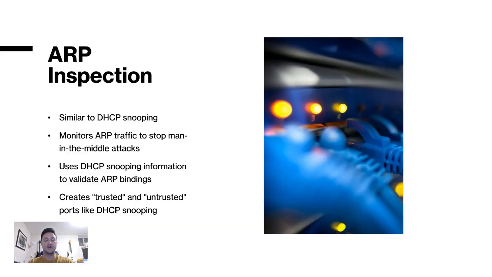ARP inspection is very similar to DHCP snooping. It monitors ARP traffic to stop man-in-the-middle attacks on the switch. It uses the information gathered during DHCP snooping to validate ARP bindings. This is similar in using the MAC to IP binds. Similar to DHCP snooping, it also creates trusted and untrusted ports on the switch.